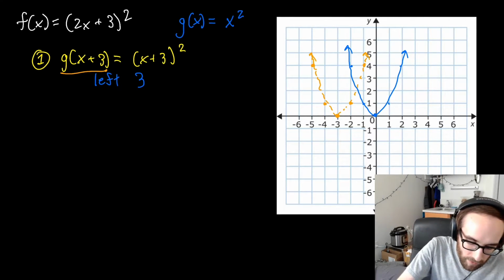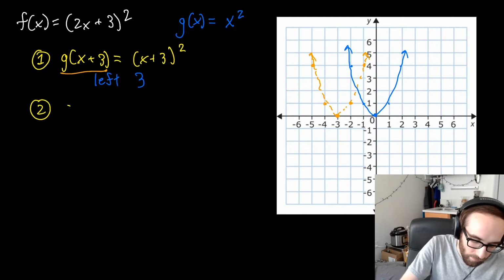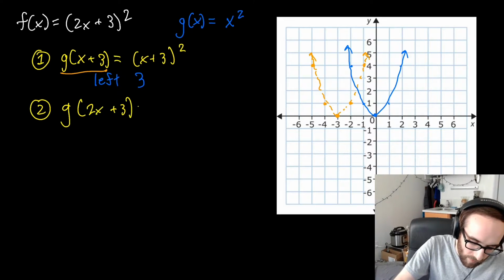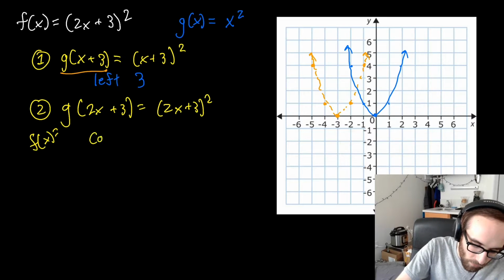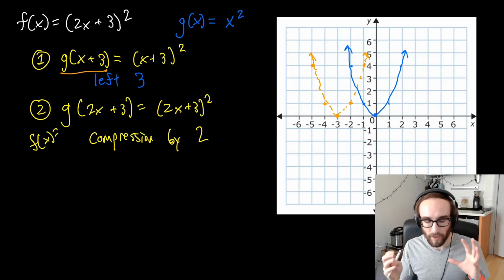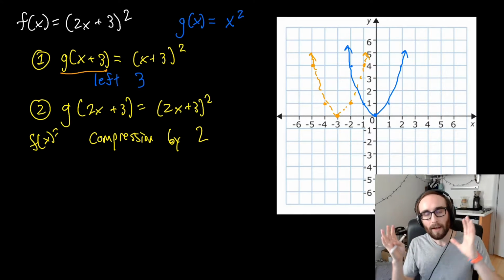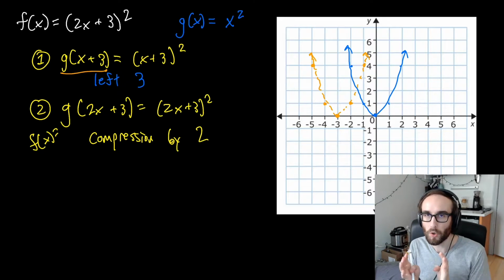Next, what we're doing is we're taking our x and we're going to be multiplying it by 2, g of 2x plus 3. And that gives us our f of x. So that's also going to be our final graph. So we have a compression by 2. In other words, we're taking our graph and we're compressing it. In other words, taking all of our x values and compressing them by a factor of 2, or dividing all of those by 2.